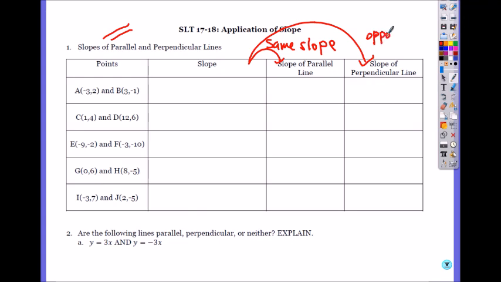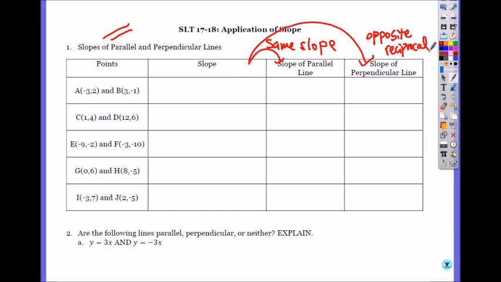Opposite and reciprocal, meaning what? You switch top and bottom. If it's negative, it becomes positive. If it's 1/2, you flip it so it becomes 2/1 now.